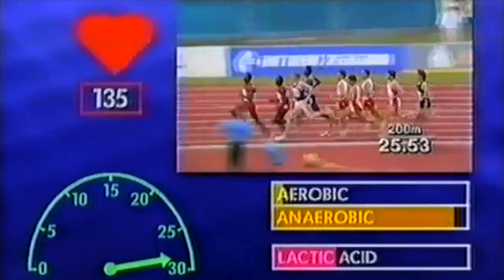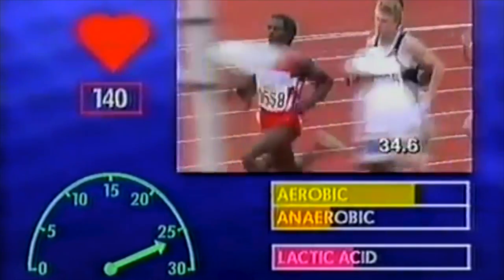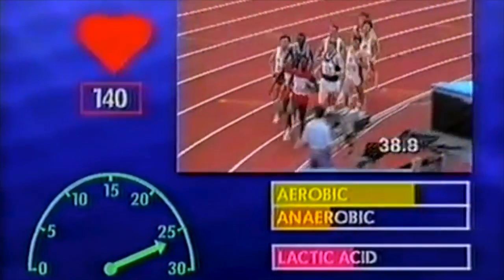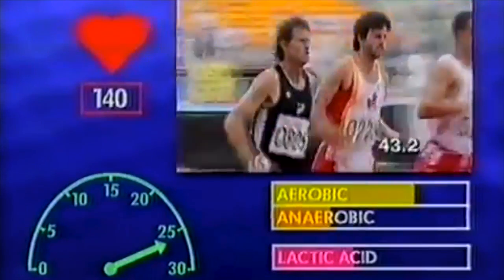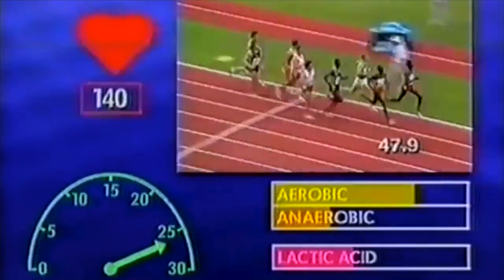At 200 metres, the speed drops and they bunch together, running now at about 26 kilometres per hour. You can see Brian there in 3rd place. What's important now is for him to stop lactic acid building up, so he has to switch over and start using aerobic energy, which means a steadier pace.